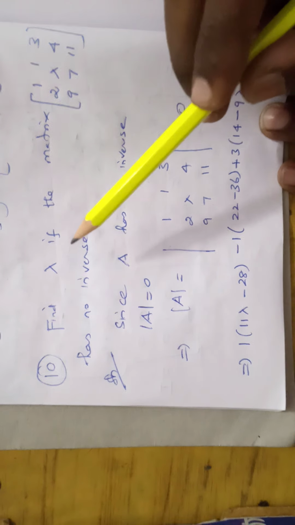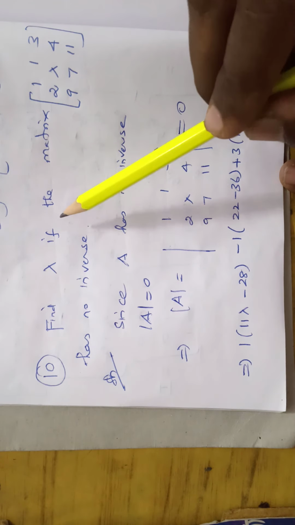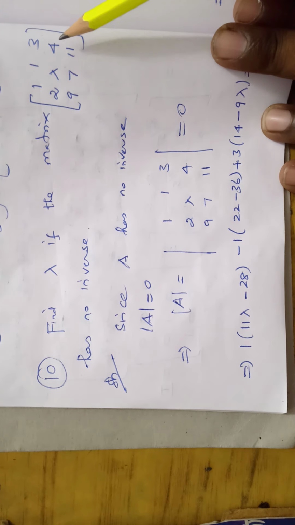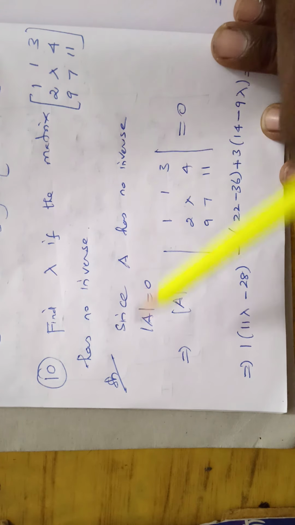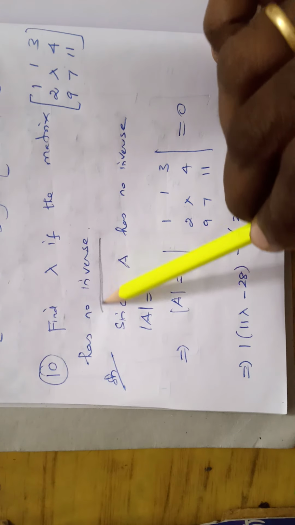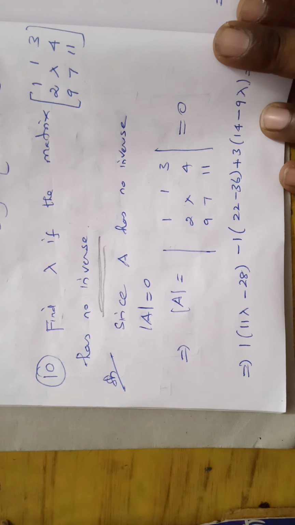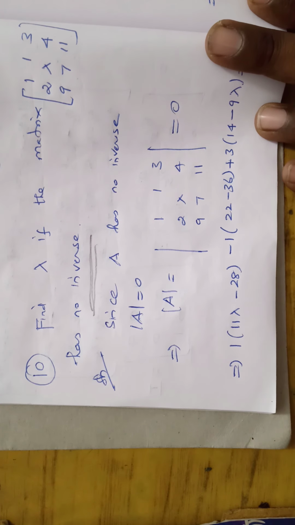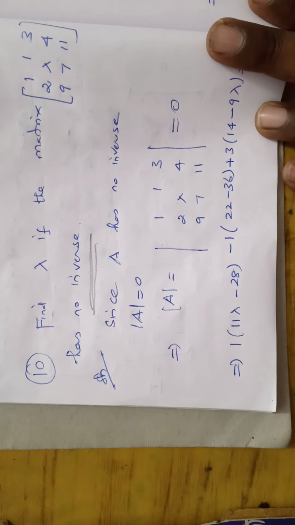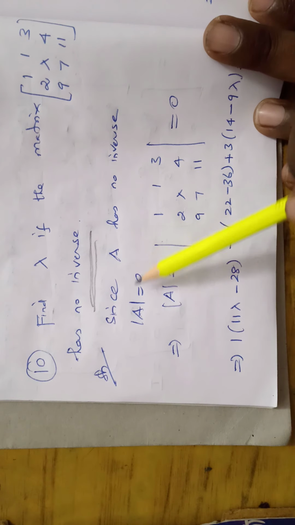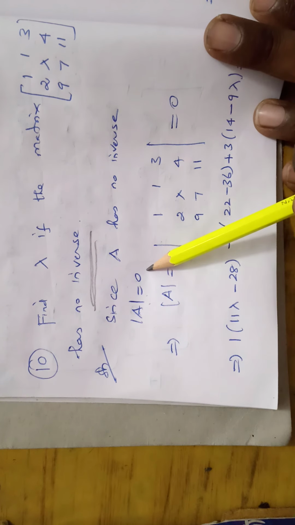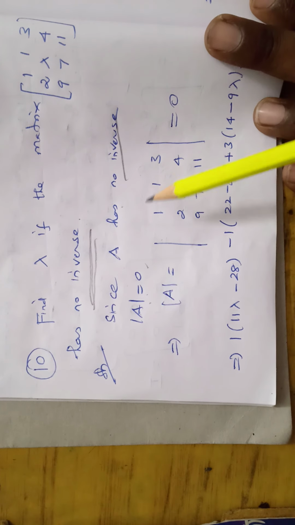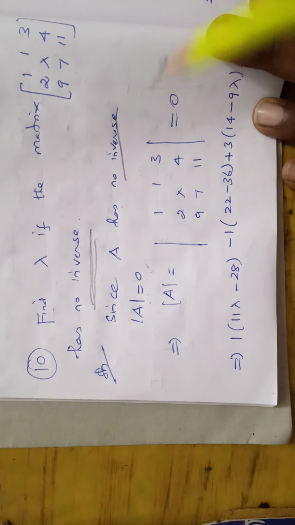Exercise 1.2, sum number 10. Find lambda if the matrix [1, 1, 3; 2, lambda, 4; 9, 7, 11] has no inverse. So, no inverse means the given matrix is singular. Singular means the determinant of A equals 0. So, since A has no inverse, the determinant of A equals 0.